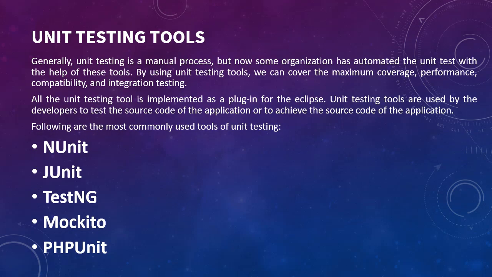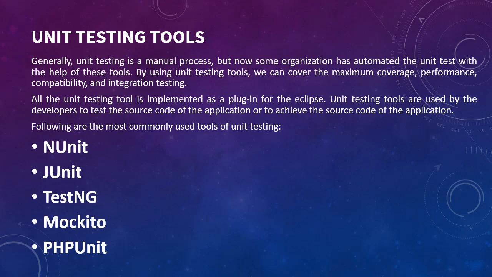Unit testing tools. Generally, unit testing is a manual process, but now some organizations have automated the unit test with the help of these tools. By using unit testing tools, we can get maximum coverage, performance, compatibility, and integration testing. All the unit testing tools are implemented as a plugin for Eclipse. Unit testing tools are used by the developers to test the code of an application or to achieve the source code of an application. Following are the most commonly used tools for unit testing: NUnit, JUnit, TestNG, Mockito, PHPUnit.